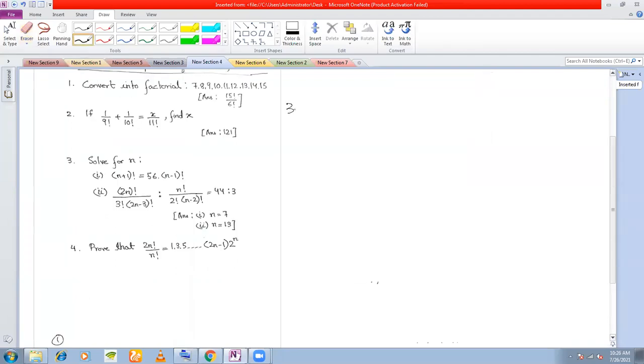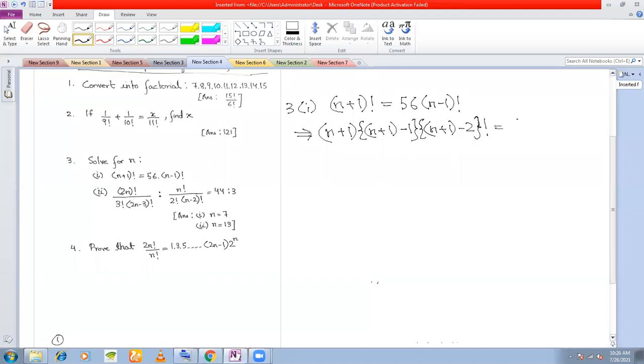Number 3, part 1. Solve for n. So what is the equation given here? Factorial n plus 1 is equal to 56 into factorial n minus 1. So now again you see n plus 1 is the bigger factorial, right? So you convert it, you use the property. N plus 1 factorial can be written as n plus 1 into n plus 1 minus 1 into n plus 1 minus 2 factorial. And on the right hand side, we keep this as it is.